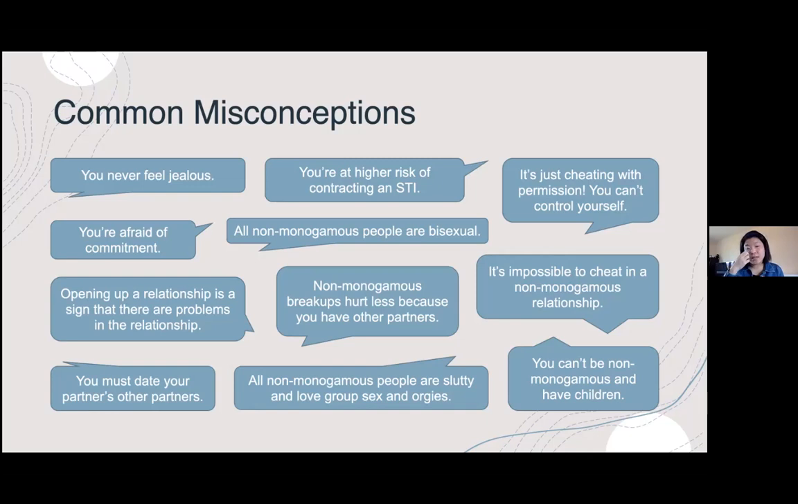Another one I get a lot is that polyamory, non-monogamy, is just cheating with permission. Now, I've always seen this as a bit of an oxymoron, because to me, cheating requires lying. You're breaking the agreements of the relationship, you're going behind their back, you're doing something that's not permissible. So how can it be cheating with permission if everything is honest and open and you all know about it and enthusiastically encourage it and consent to it?